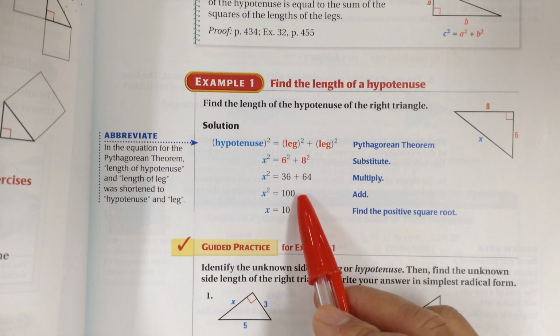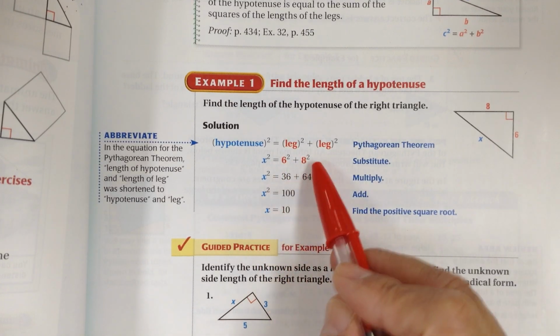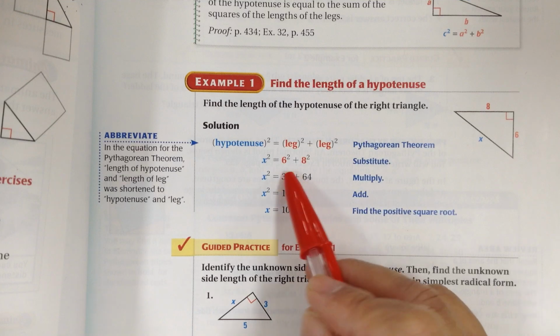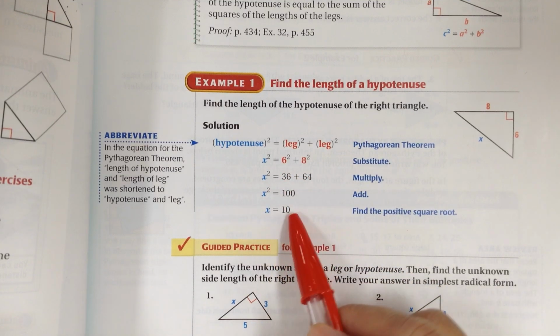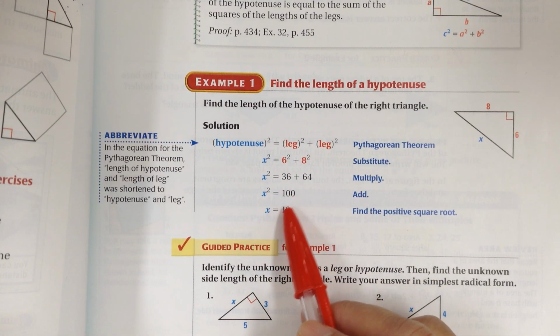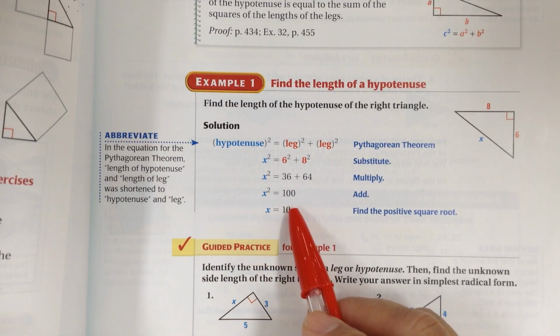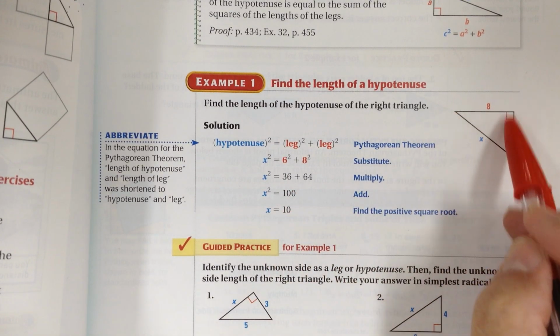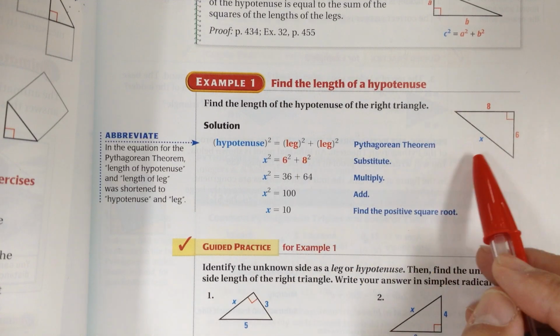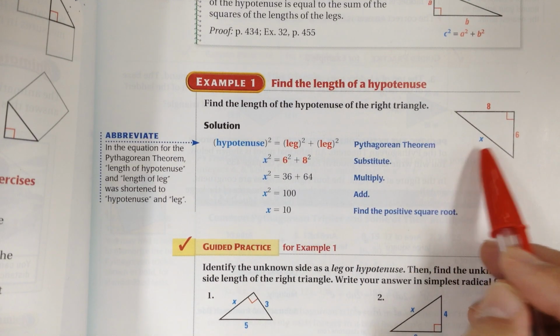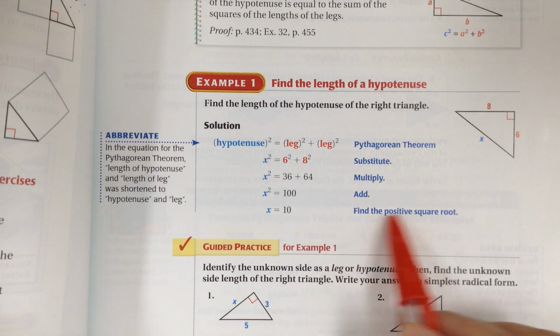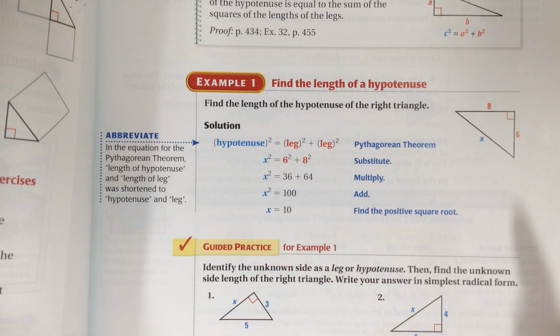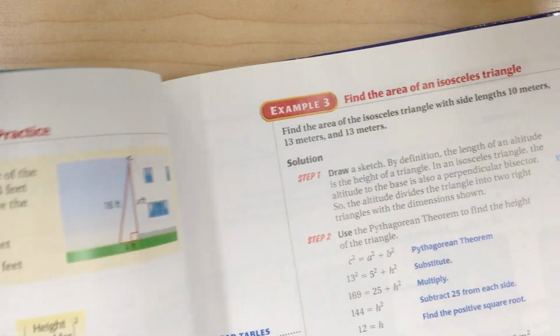Then just work it out. So 6 squared is 36, 8 squared is 64, and when you add, you get 100. You take the square root, you get 10. Now, normally when you take the square root, you get plus or minus 10, but because this is a physical object, you can't have a length of negative 10. So that's why you only take the positive square root.